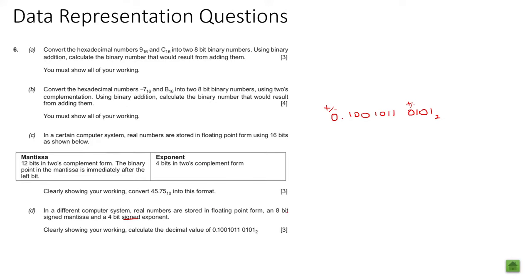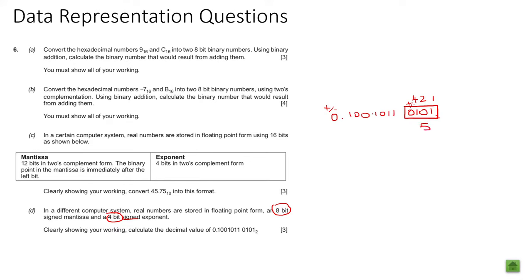Now, the only important bit here from the question is we've got 8 bits for the mantissa and 4 bits for the exponent. So I can come along and go, this is my exponent. I chop off the back 4 bits. This is my exponent. If I was to put numbers above that, 1, 2, 4, what value is that going to be? Well, it's going to be 5.